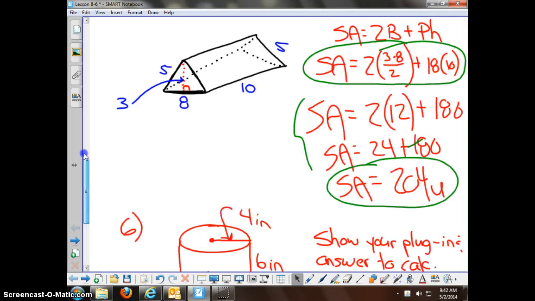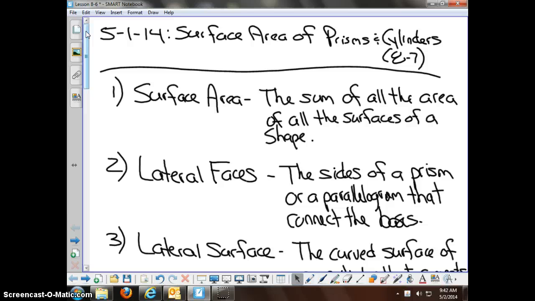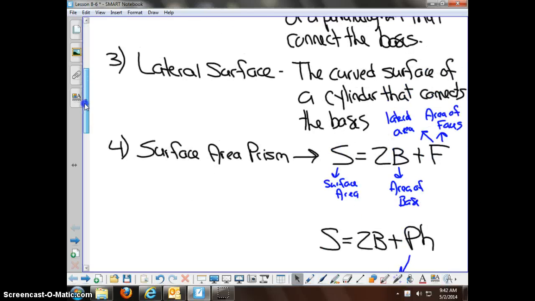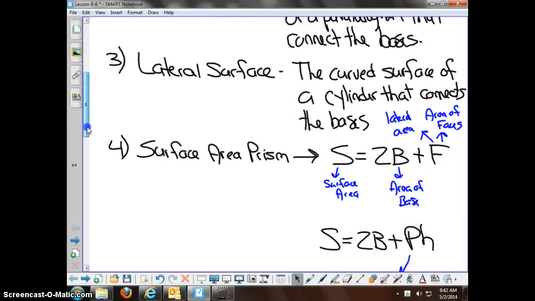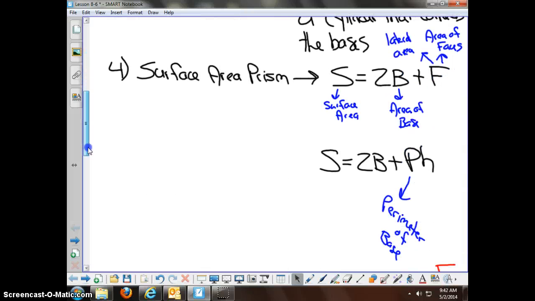Today is not May 1st, it's May 2nd, but we started the notes yesterday on May 1st. We're doing surface area of prisms and cylinders. Before we get to the problem in question, make sure you understand the three vocabulary words and the two formulas that I gave you in 1, 2, 3, and 4.